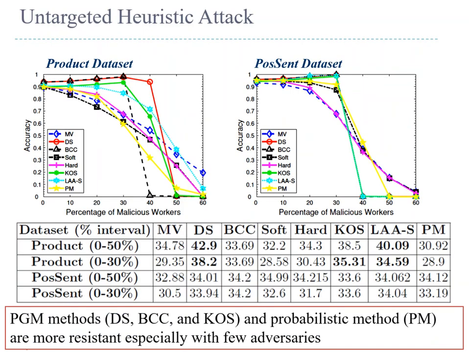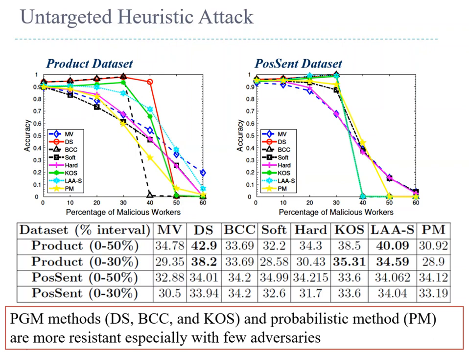In untargeted heuristic-based attack, by increasing the number of malicious workers, the accuracy for all methods drops in both the product dataset and the post-send dataset. As it's shown, PGM methods such as DS, BCC, and KOS, and the probabilistic methods such as PM are more resistant, especially with few adversaries.